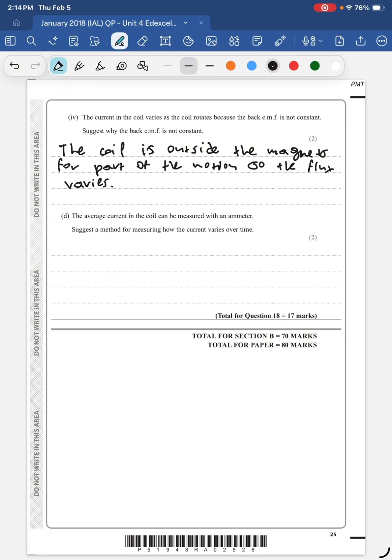And that's the answer. The average current in the coil can be measured with an ammeter. Suggest a method for measuring how the current varies over time. I guess you can use a data logger. And that's the answer.